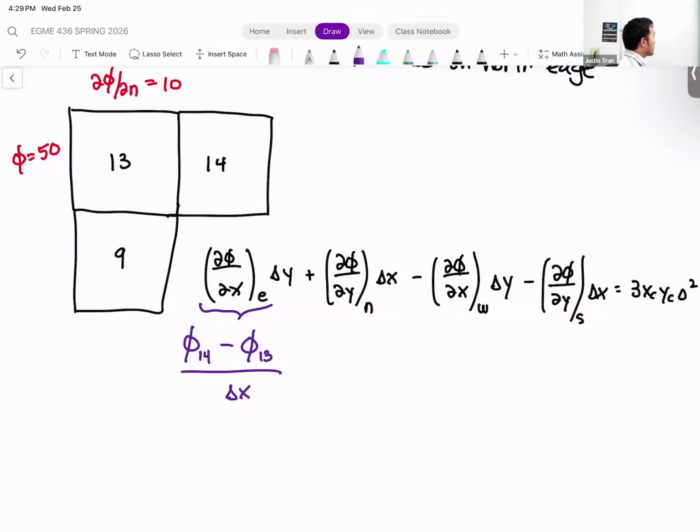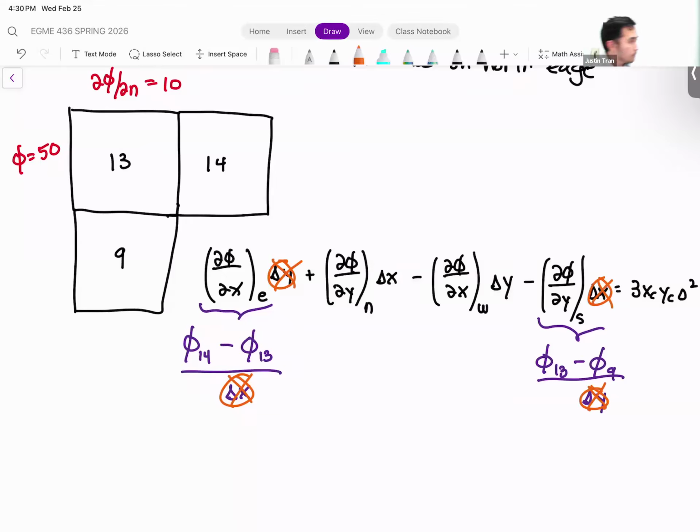Okay. And then the other one that we know is the south side. Okay, so for the south side, we have phi 13 minus phi 9, all divided by delta y. Okay, and then just like before, the delta x's and delta y's will cancel out, so we don't have to worry about this. So that cancels there. That cancels with that. Perfect. Okay. All right, so now we have our 2 boundary conditions.